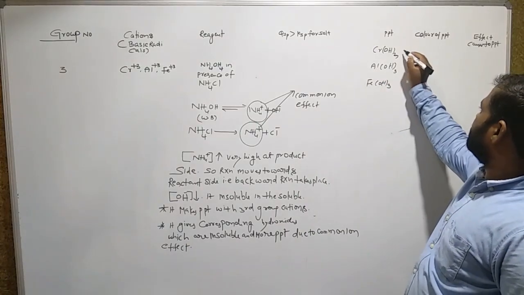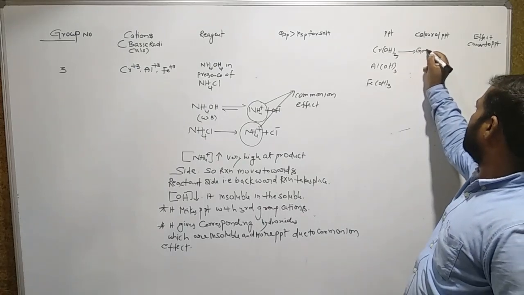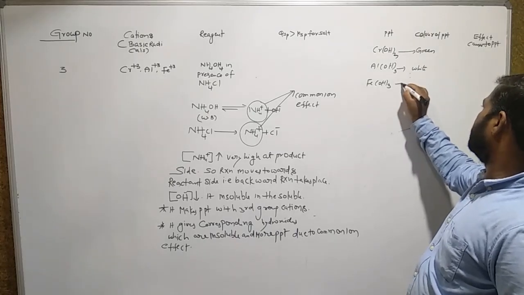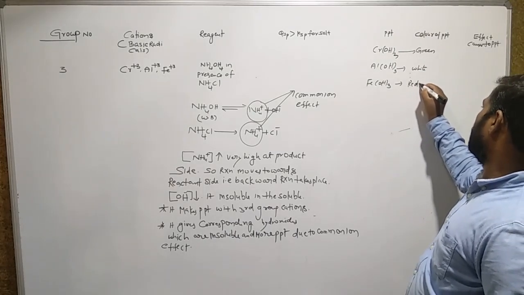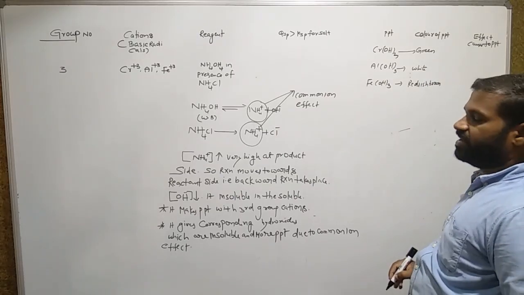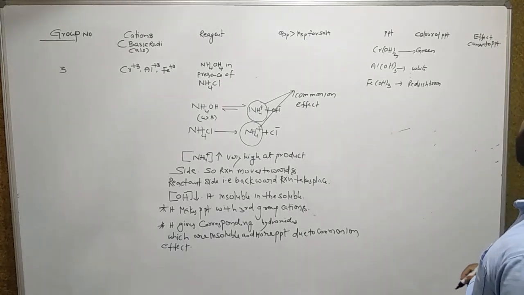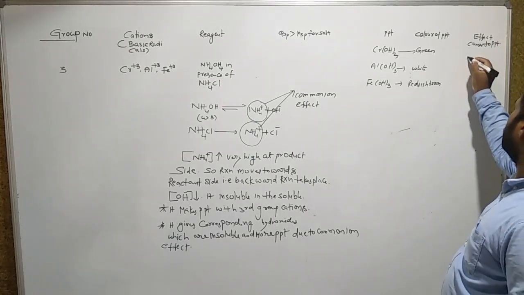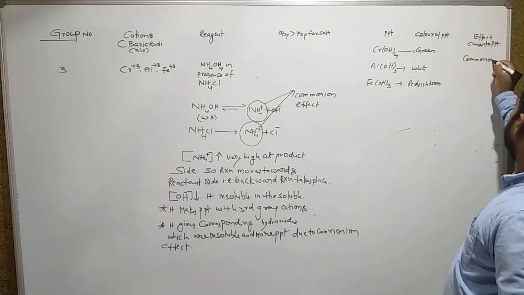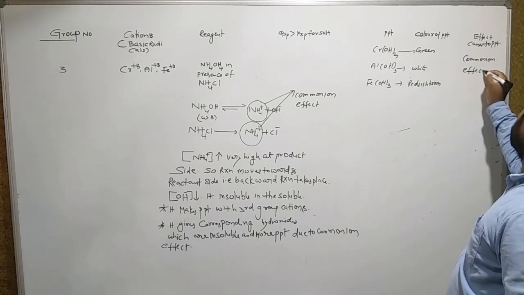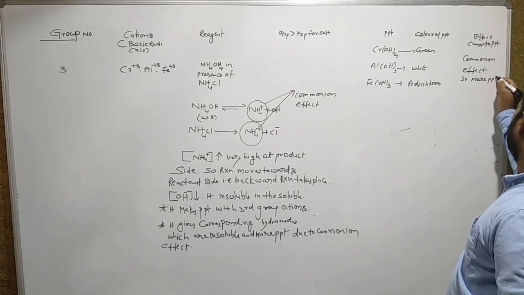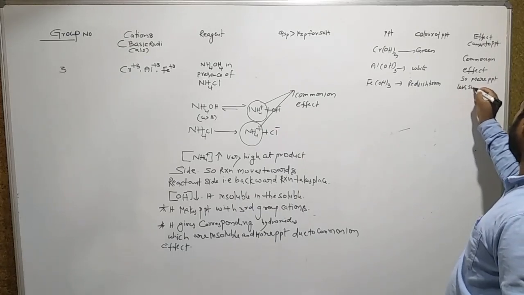Now the color of this PPT is green color, and this one is white PPT, and this one is reddish brown color. These three are PPTs which are insoluble in the solution. Now which effect takes place? Common ion effect takes place. So more PPT and less soluble.